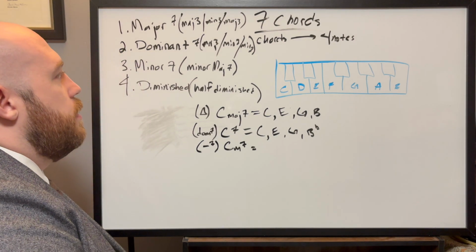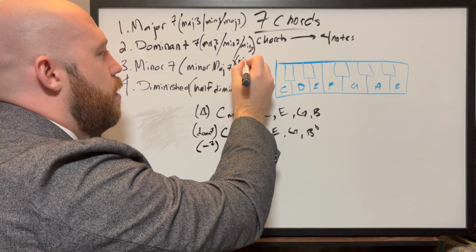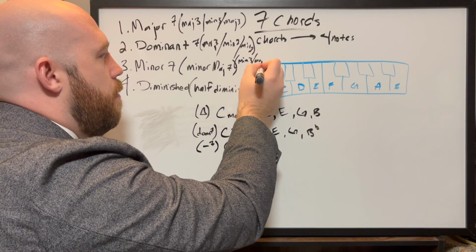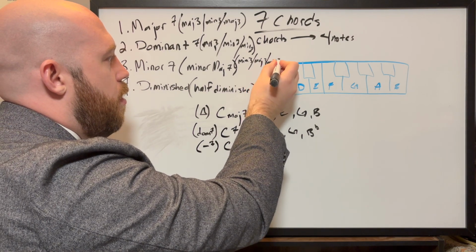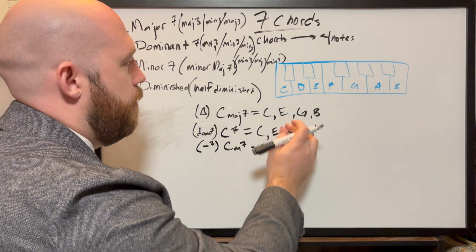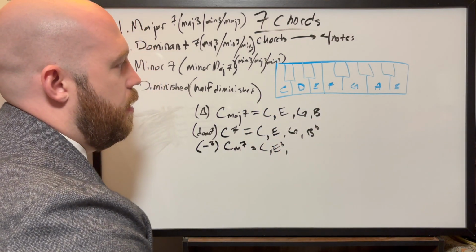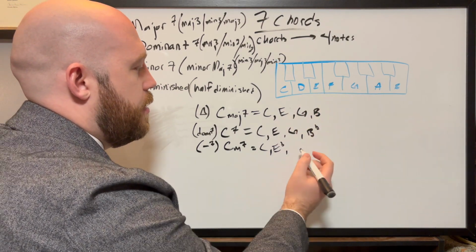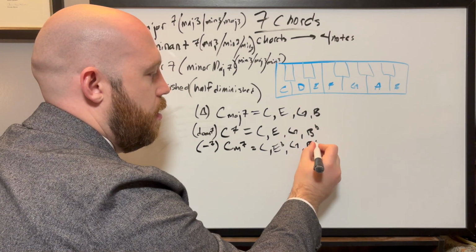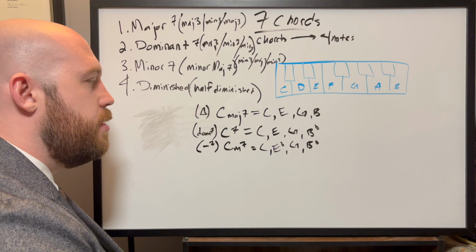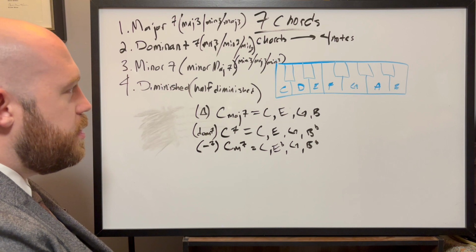So similar to the triad, it's a minor 3rd, major 3rd, minor 3rd. So start on C. 1, 2, 3 gives us E flat. Major 1, 2, 3, 4 gives us G. And then a minor 1, 2, 3 gives us B flat. Okay, C minor 7.